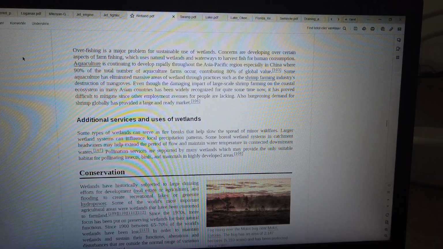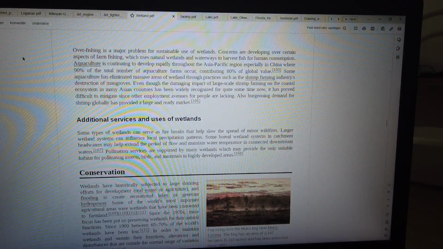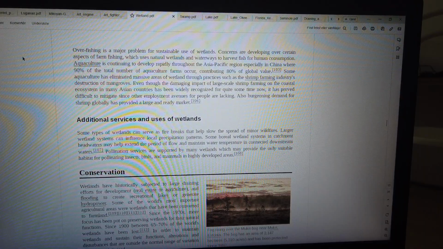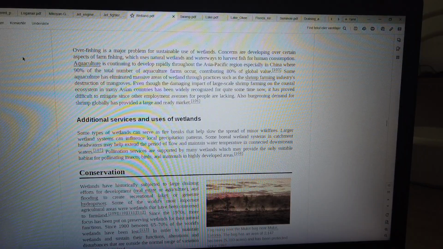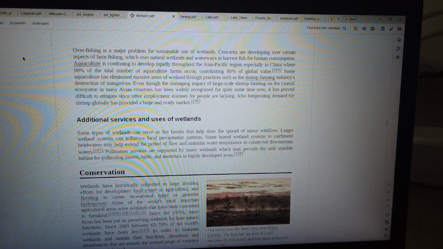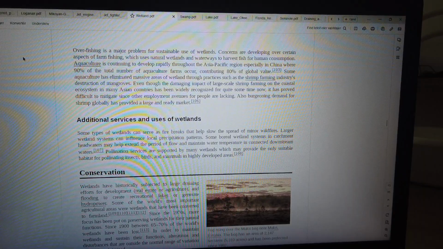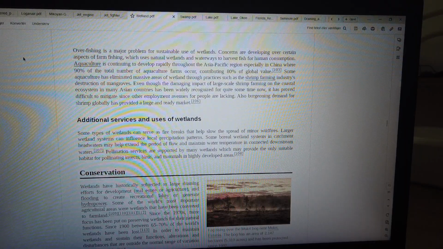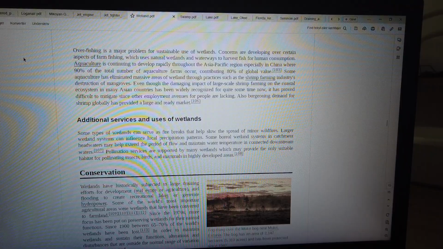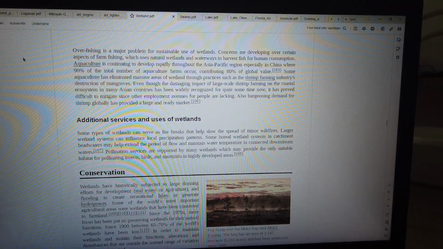103. Some aquaculture has eliminated massive areas of wetland through practices such as the shrimp farming industry's destruction of mangroves. Even though the damaging impact of large-scale shrimp farming on the coastal ecosystem in many Asian countries has been widely recognized for quite some time now, it has proven difficult to mitigate since other employment avenues for people are lacking. Also, burgeoning demand for shrimp globally has provided a large and ready market.